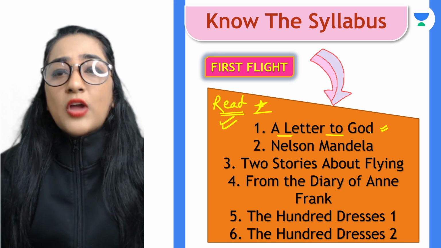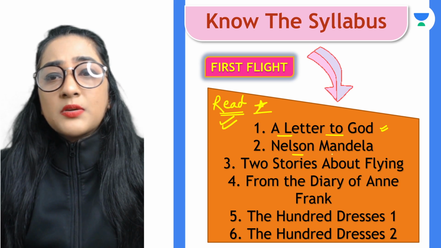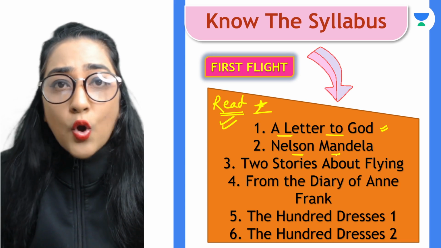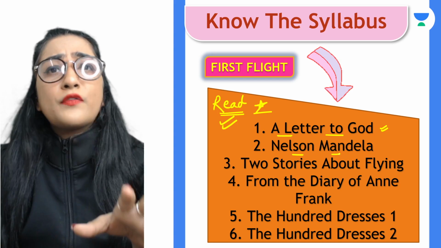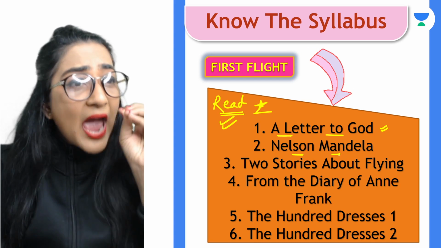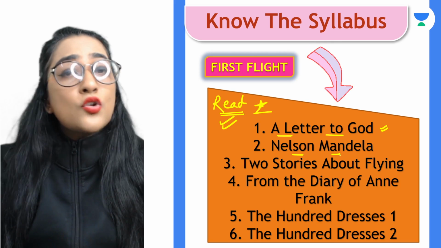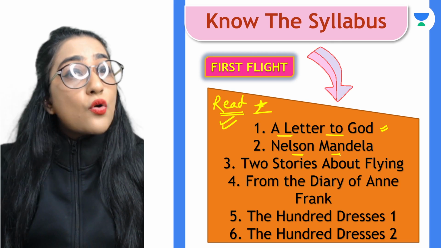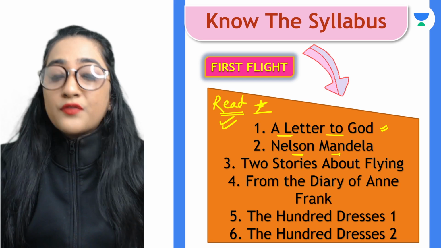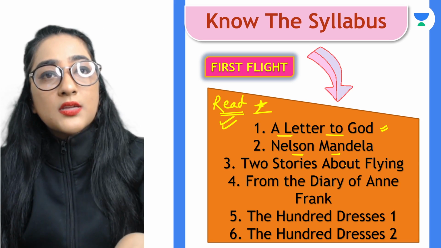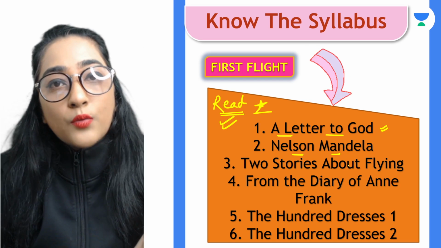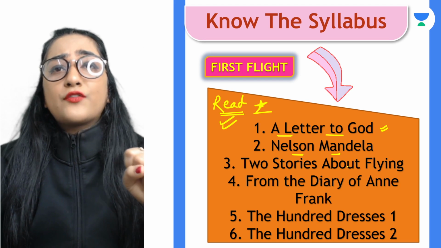Then coming to your next chapter, Nelson Mandela, you know that this has been taken from his autobiography, which is Long Walk to Freedom. And there are a lot of facts, guys, in this particular chapter, which just can't be missed. Okay, you cannot even think about that. Just don't do that. Read it again if you haven't read it. All right, then the two stories about flying, they are literally amazing. They are sending out a moral, and you all will have to remember it.